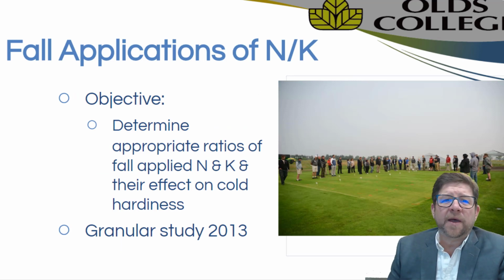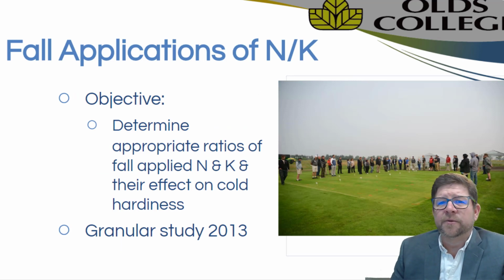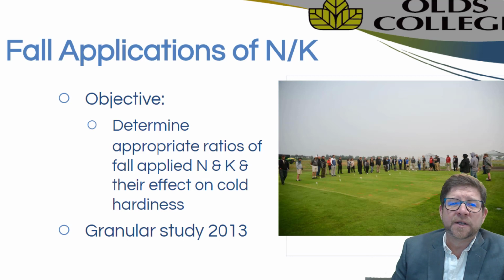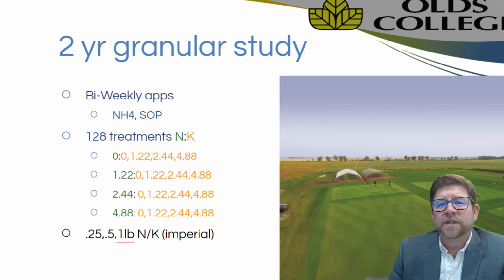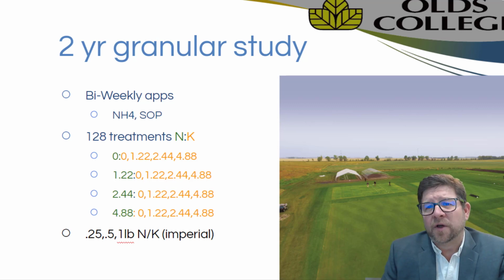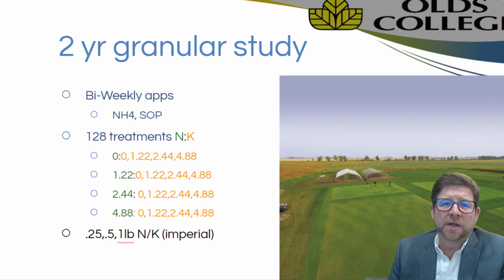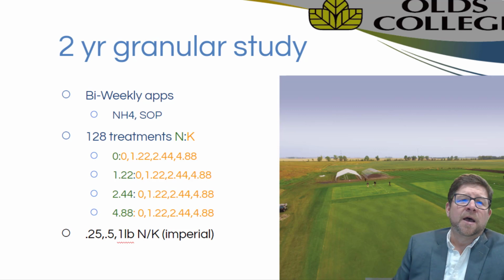The objective way back when, using the granular study, was to determine appropriate ratios of fall-applied nitrogen and potassium and their effect on cold hardiness. It was a granular study in 2013. And what the study entailed, and if you haven't been there before, on the right-hand side is our turfgrass plots at the Prairie Turf Research Foundation.